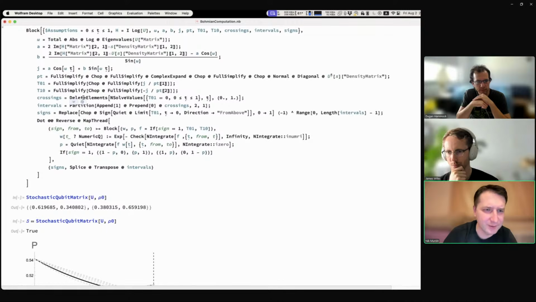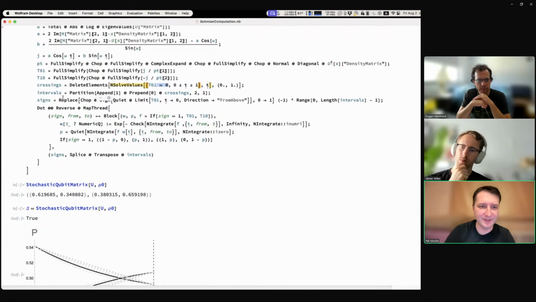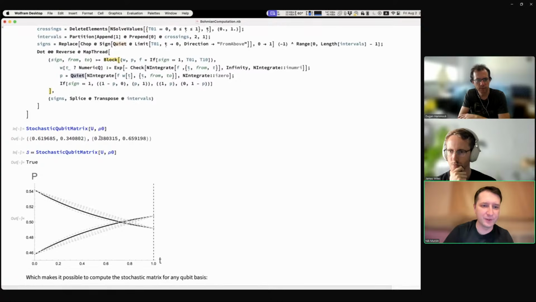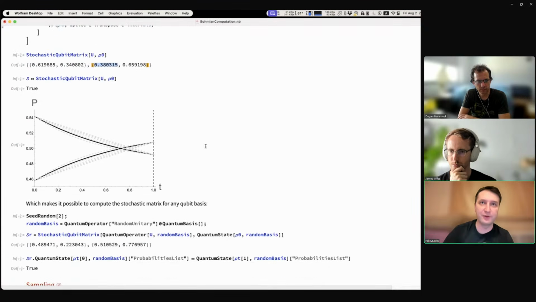Like here, it solves for 0 when it crosses the axis and all that, and then determines in multiple intervals what the signs of those intervals are, and then actually does this integration of the exponential. So it's kind of precise numerically, right? But you can still compute this matrix, and it fixes the dynamics of the qubit for arbitrary Hamiltonian and initial state.